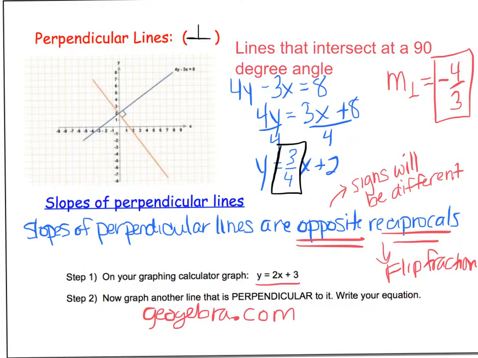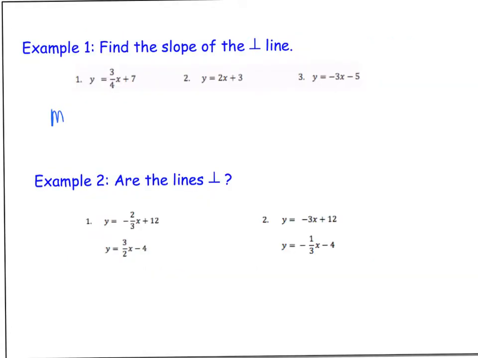Here we're asked to find the slope of the perpendicular line. Well, number 1 has a slope of 3/4. So my slope that's perpendicular will be the opposite sign. That means it'll be negative. And then you flip your fraction. So the slope of my perpendicular line will be a negative 4/3.